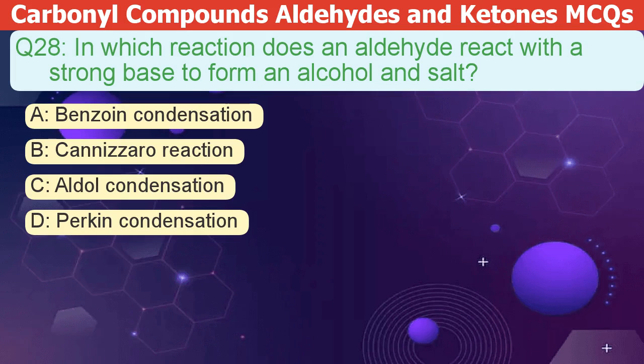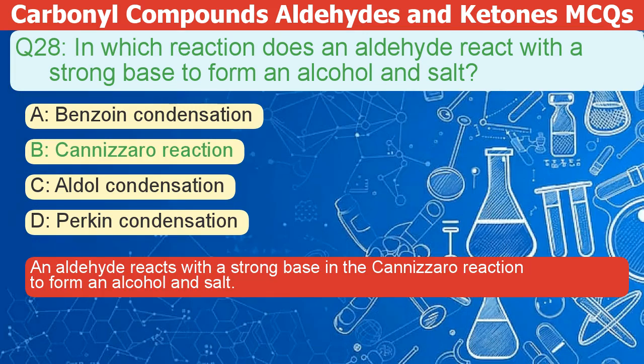In which reaction does an aldehyde react with a strong base to form an alcohol and a salt? A. Benzoin condensation. B. Cannizzaro reaction. C. Aldol condensation. D. Perkin condensation. The correct answer is B. An aldehyde reacts with a strong base in the Cannizzaro reaction to form an alcohol and a salt.